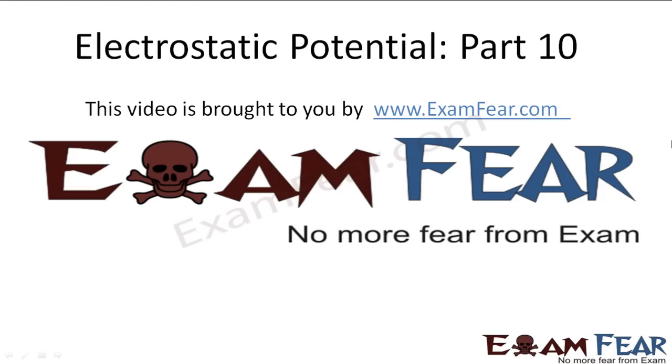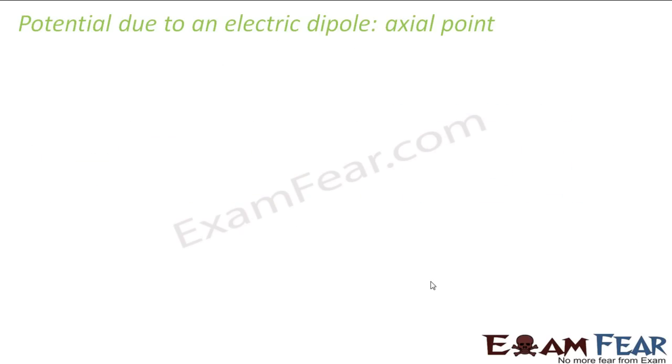Please make sure that you have watched all the videos till part 9 before going ahead with part 10. Let us look at potential at a point due to an electric dipole. You remember in the last chapter we talked about the electric field due to an electric dipole. We talked about the electric field at an axial point, at an equatorial point, right? So the same things we will discuss here, but here we will calculate the potential.